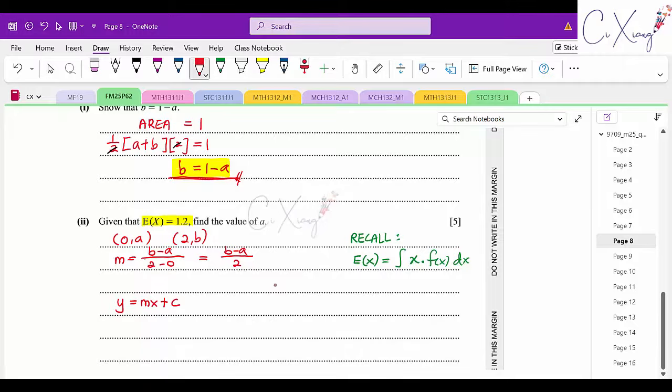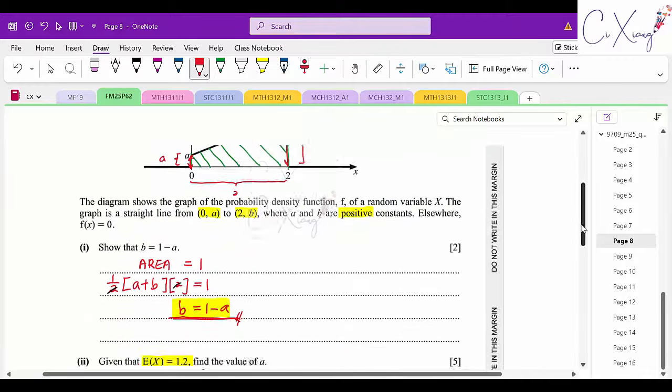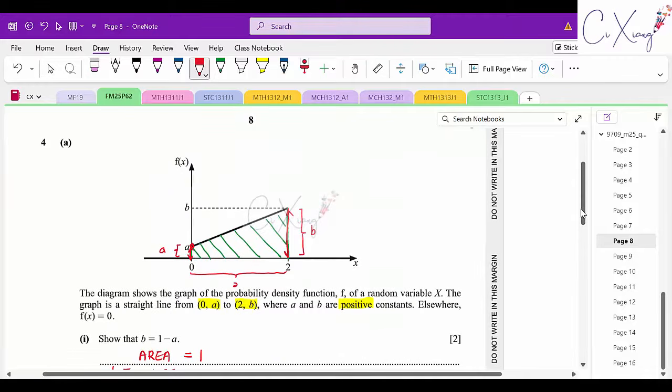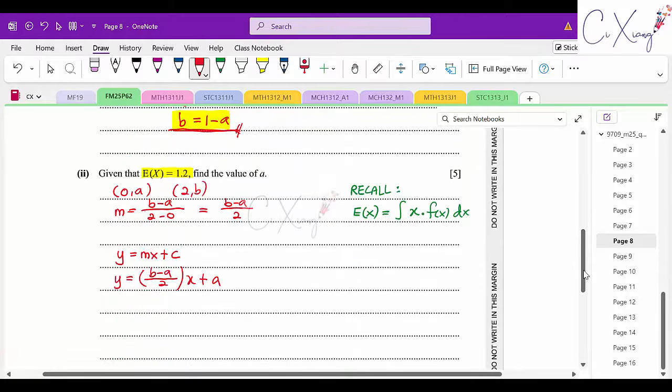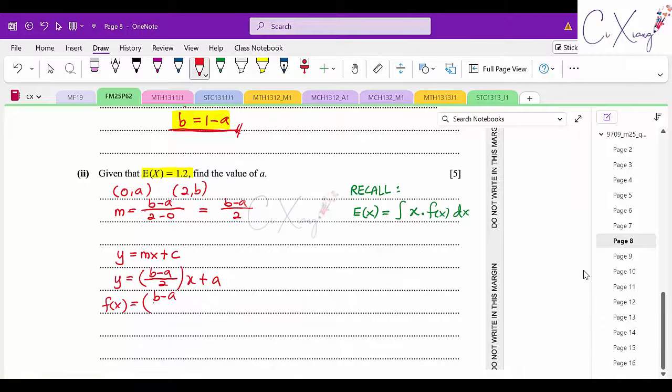What do I get from this part? I keep y as y. The gradient is (b minus a) over 2, times x, plus c. c is basically the y-intercept. If you look at the diagram, the y-intercept is the value a, so you can directly put c as a. In short, this is my function for the graph provided on top. Now to calculate the mean, the expected value, I have to apply this formula, so I am integrating x multiplied by the function that I found.